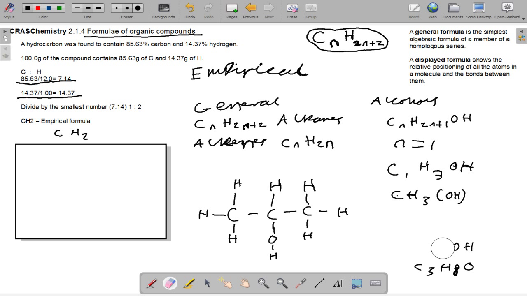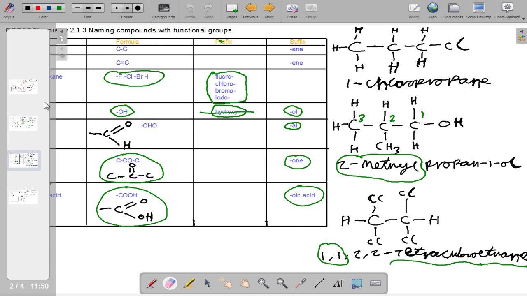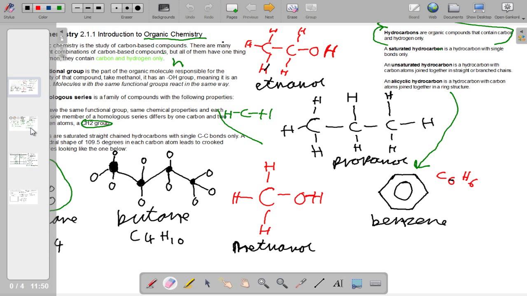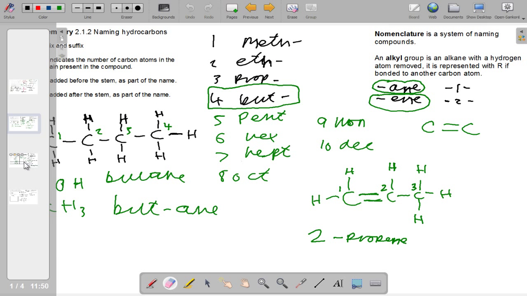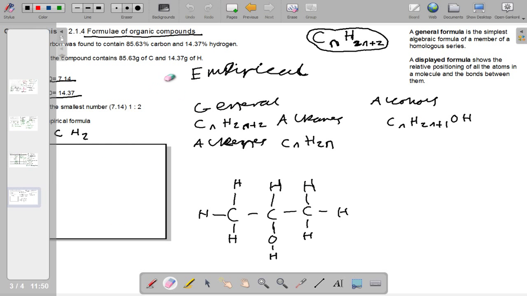Alternatively, you could just look at the diagram, or when you don't have a diagram, a general formula is very, very useful. So we'll now go back and look at what we just learned. We learned how to name hydrocarbons back here. We learned how to name them with functional groups, and we also looked at different ways of representing formulae and calculating empirical formulas here.